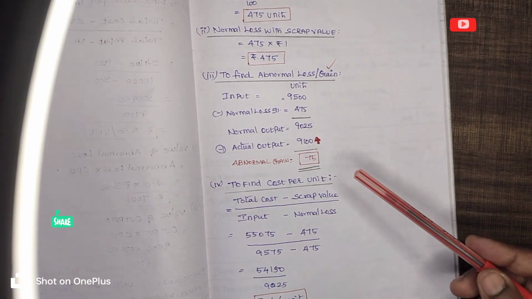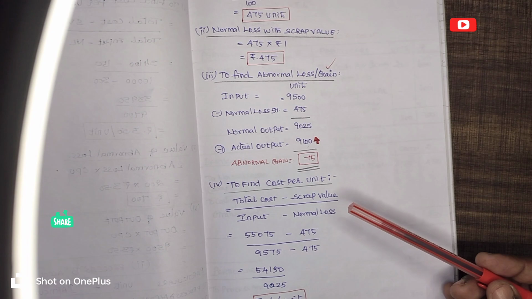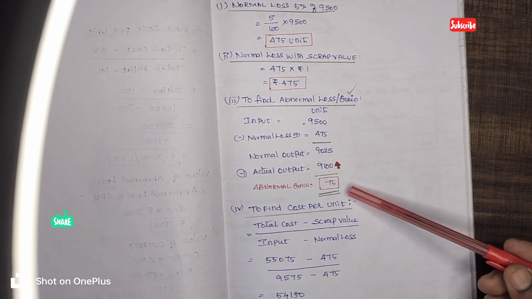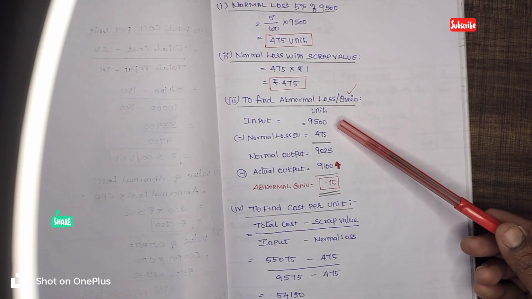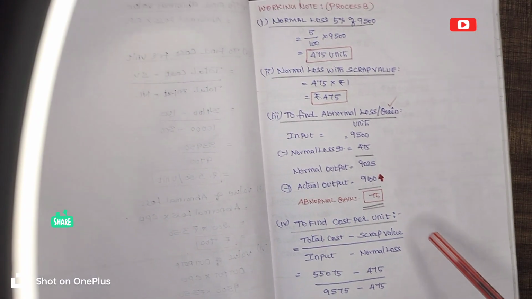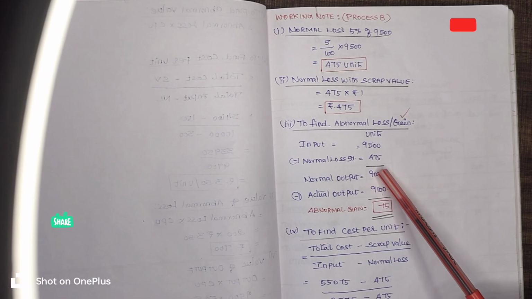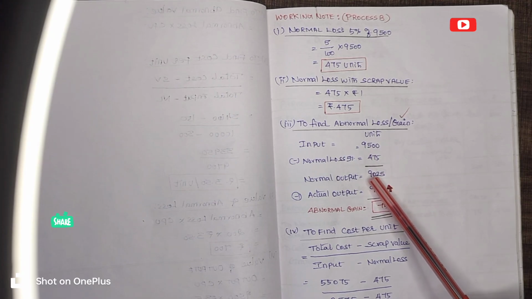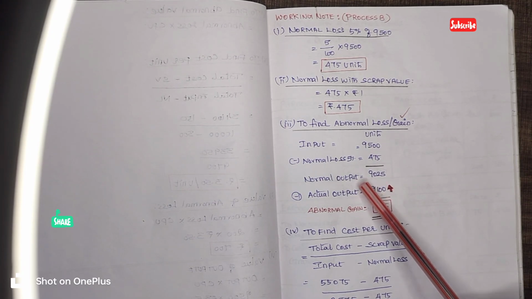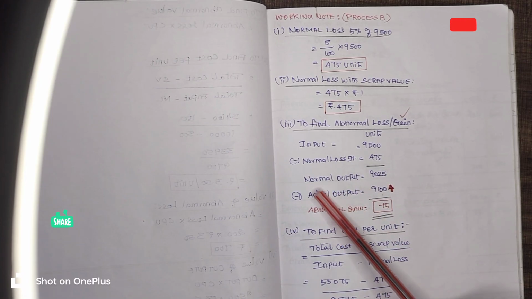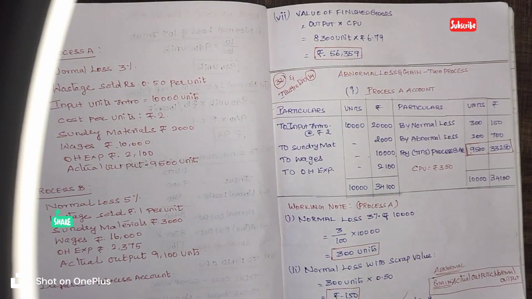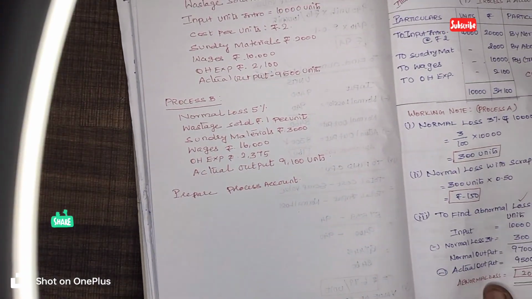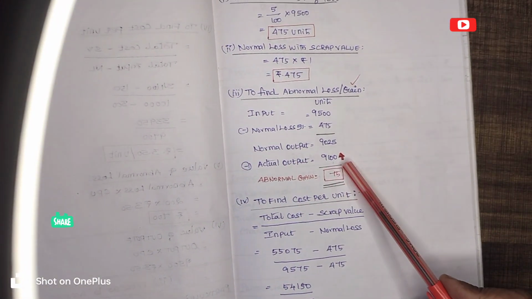Okay, then we need to find out whether process B has an abnormal gain or abnormal loss. How can you find out? Through the format only. First of all, you need to write the input value, 9,500 units, and subtract the normal loss of 475. Subtracting 475 from 9,500, you will get 9,025. That 9,025 we call the normal output. Then we need to subtract the actual output given in the question, which is 9,100 units. So the actual output is entered here.